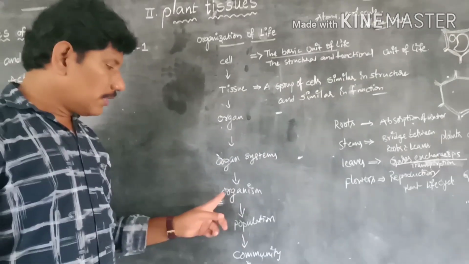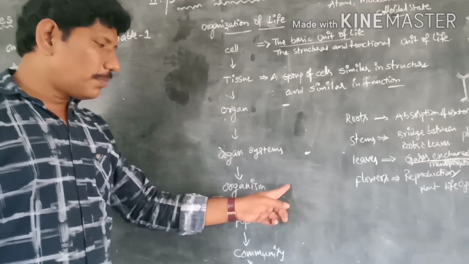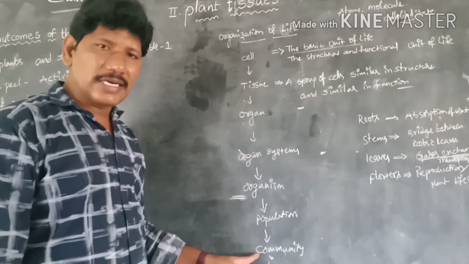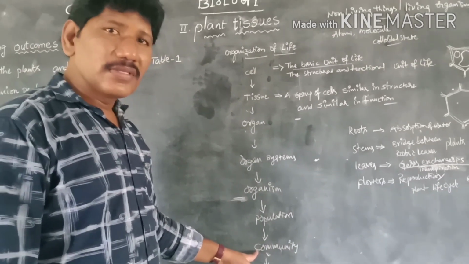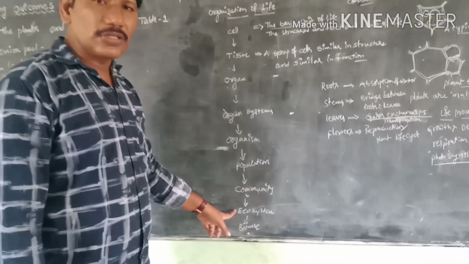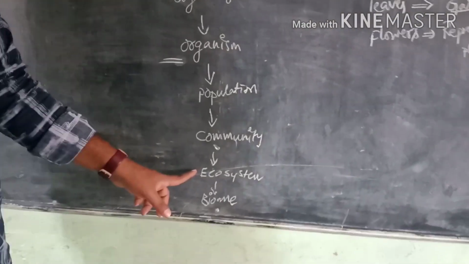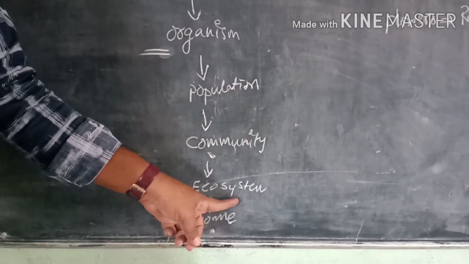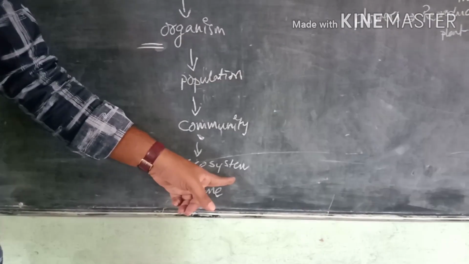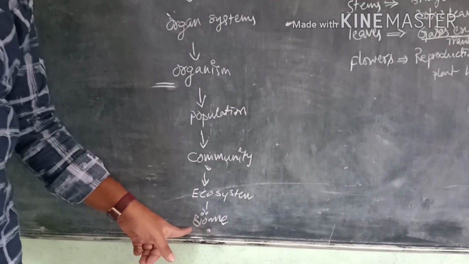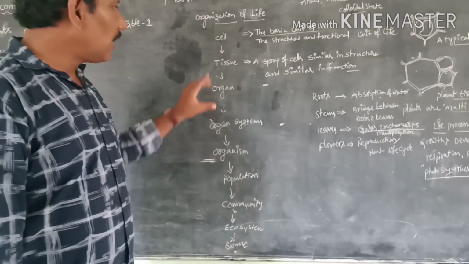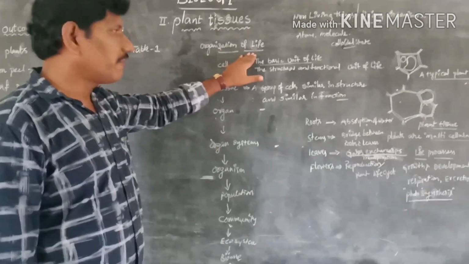Next, organisms of the same kind are called a population. Different populations living in a certain place are called a community. Different communities living together form an ecosystem. These are the units of nature. And finally, different ecosystems, the terrestrial ecosystem and the aquatic ecosystem, are the two major ecosystems which make up the biosphere or biome. So this is the clear flow chart explaining the organization of life.